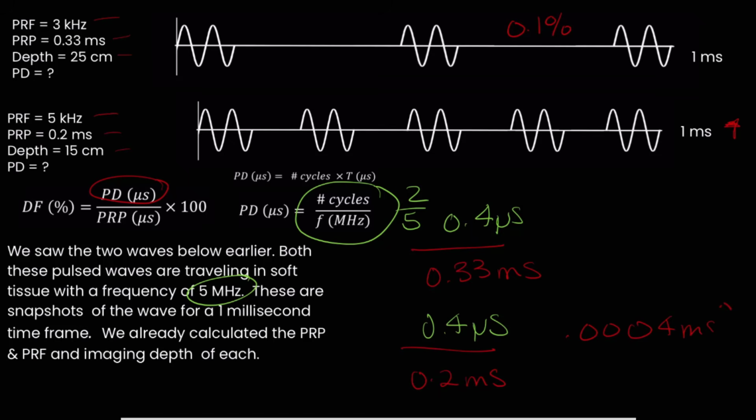0.0004 milliseconds, divide it all by 0.2 milliseconds, and we get a value with that one of 0.002. Again, we can leave it as a decimal if we want, but to convert it to a percentage, we need to multiply by 100, and when we do so, the duty factor of the bottom wave is 0.2%.